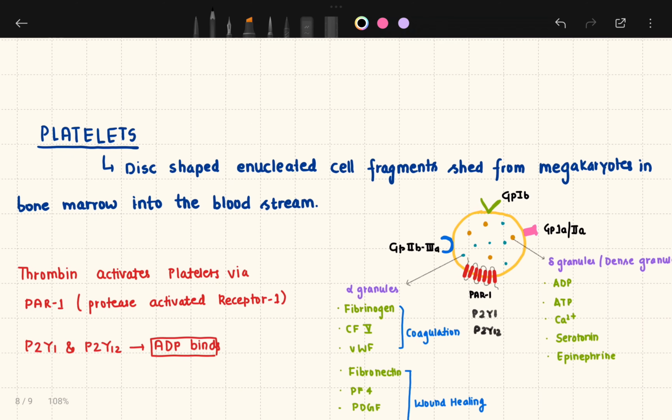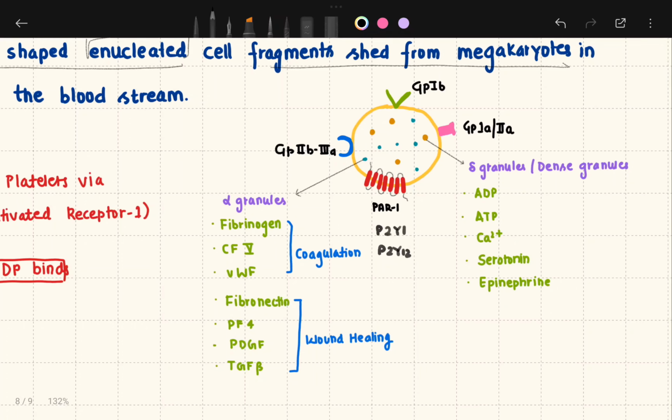Next, before moving on to the coagulation cascade, let's have a look at the platelets. What are platelets? Platelets are disc-shaped enucleated cells. Enucleated means they lack a nucleus. Their shape is like a disc, and they are formed from the megakaryocytes. They are cell fragments which are shed from the megakaryocytes in the bone marrow into the bloodstream. This is the mini platelet that I have drawn over here.